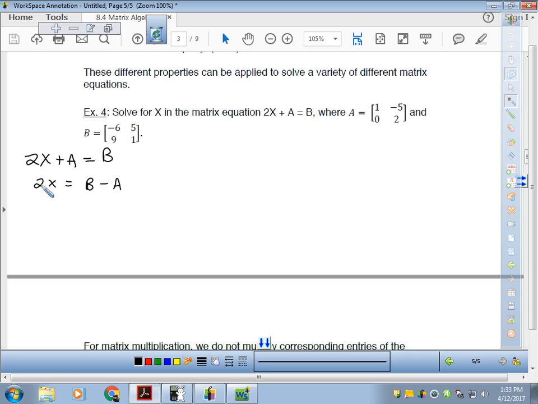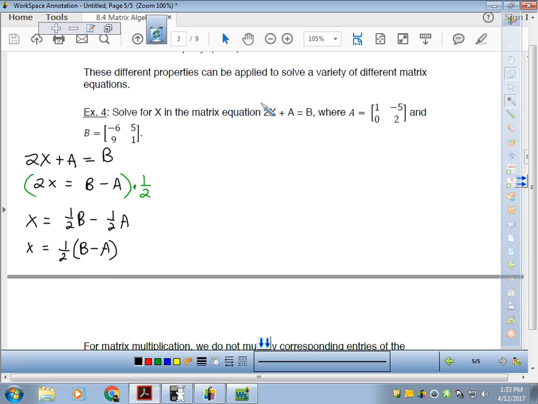Then to get rid of the 2, we would have to divide, but what's another way of saying divide by 2? Well, we could multiply by a half. So we could take this whole thing, multiply everything by a half. So 2x times 1/2 would just give you x. 1/2 times B is 1/2 B, minus 1/2 times A is 1/2 A. Now, we could leave it like that, or if we wanted to, we could factor the 1/2 out, and we could have just 1/2 times B minus A, and that would work too. So we know x is going to be 1/2 times whatever B minus A is.